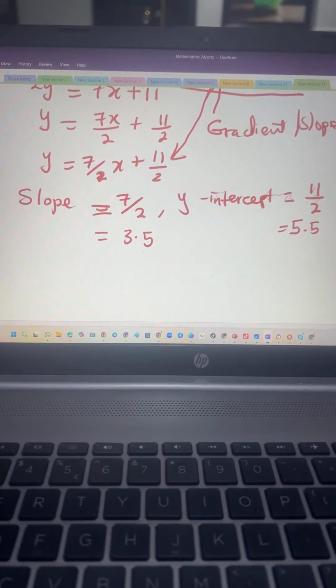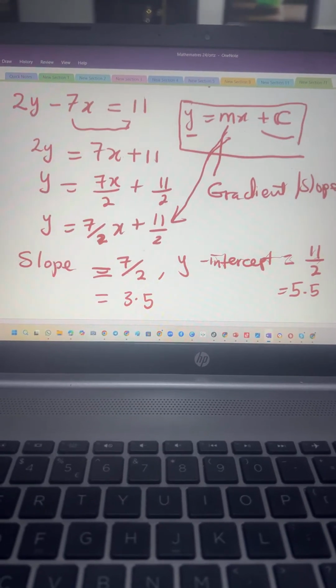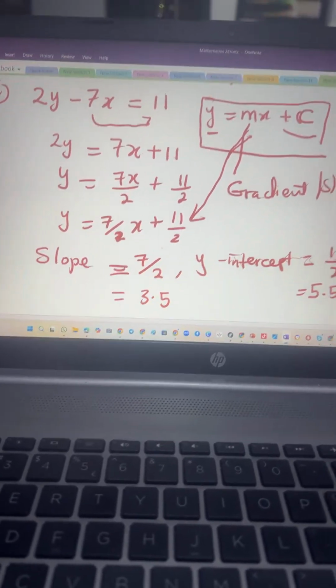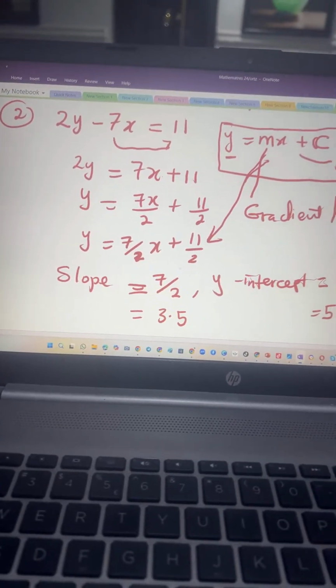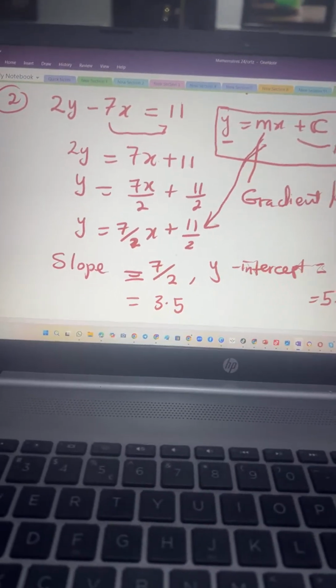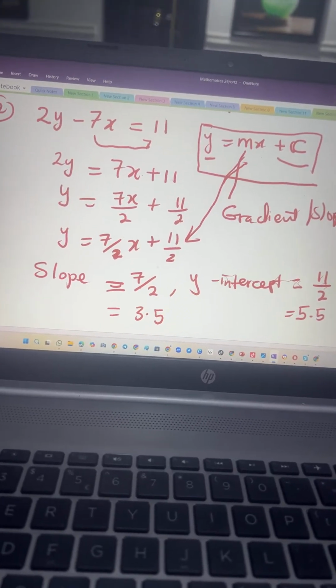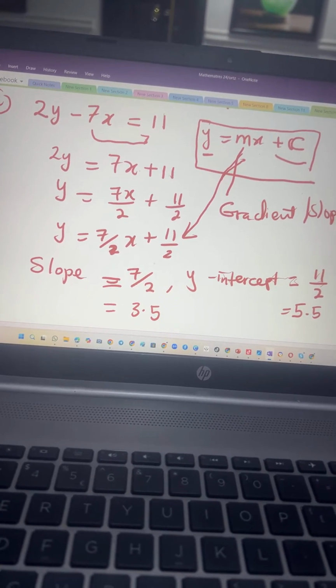Once you are done here, we are going to learn how to find the slope and the intercept from graph. So that's what we're going to do today before you leave: how to find the intercept and slope from graph.